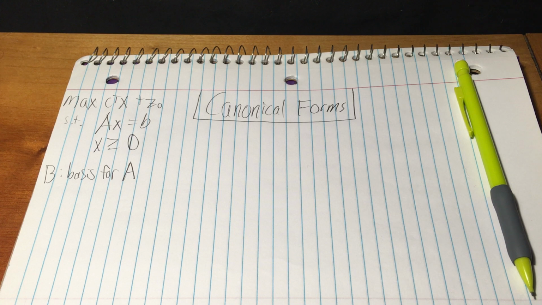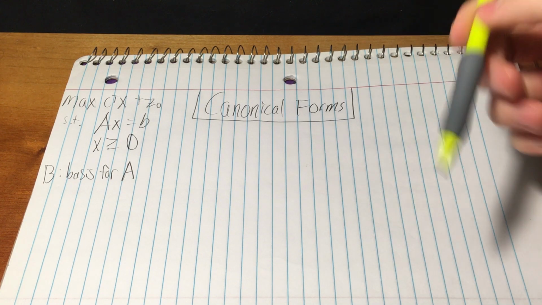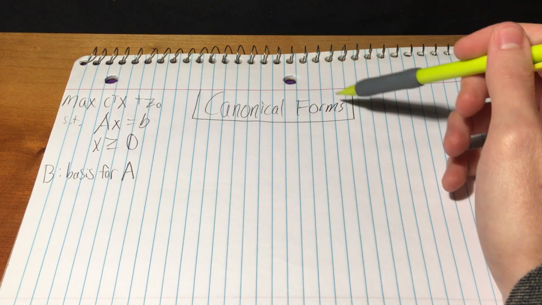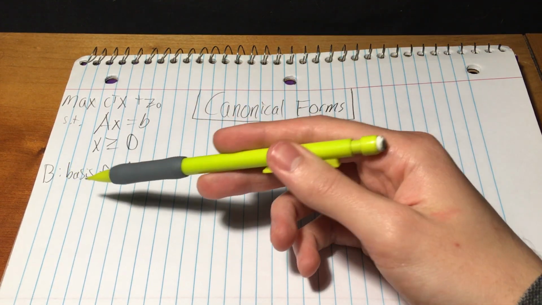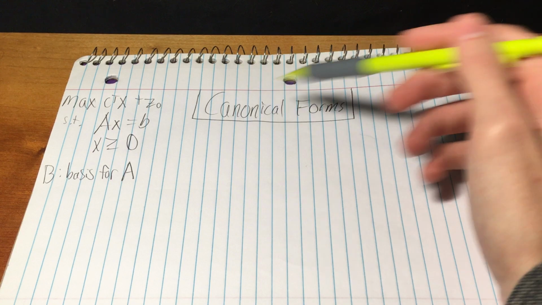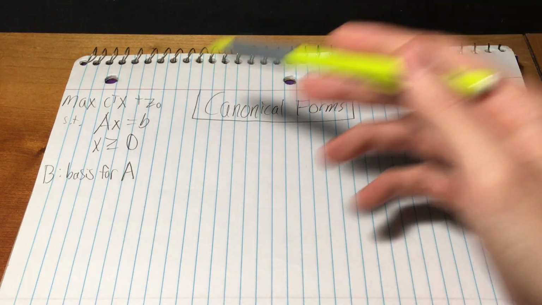So canonical form is a special format within standard equality format. So it will still be in standard equality format, but it will have even more properties now, which is that it will be in so-called canonical form. And we're going to show that as long as this system AX equals B has a solution, we can put our system into canonical form for a given basis. So if you choose different bases, you're going to get different canonical forms for your linear program.